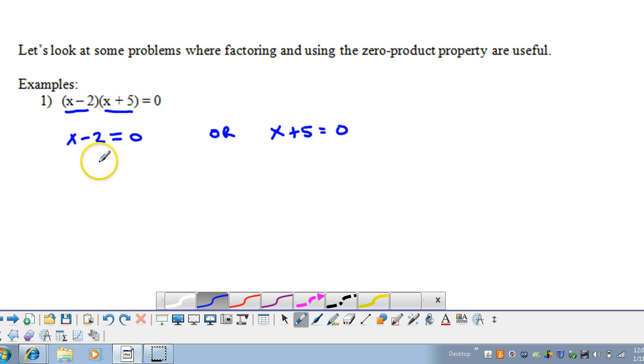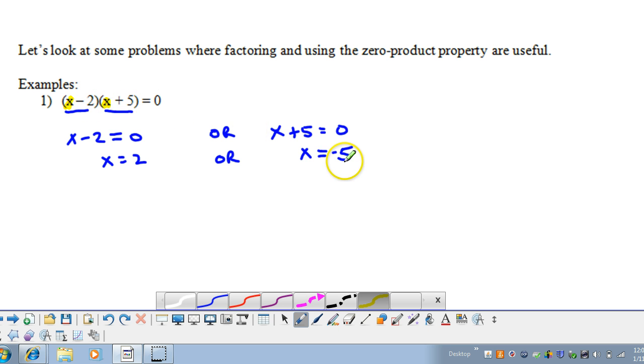Here we'd solve this one by adding 2 to both sides. So x is 2. And here we would solve this equation by subtracting 5 from both sides. So here x is -5. And notice if we were to substitute the 2 in place of x here and here, we'd have 2 minus 2, which is 0, and 2 plus 5, which is 7, and of course 0 times 7 is 0.